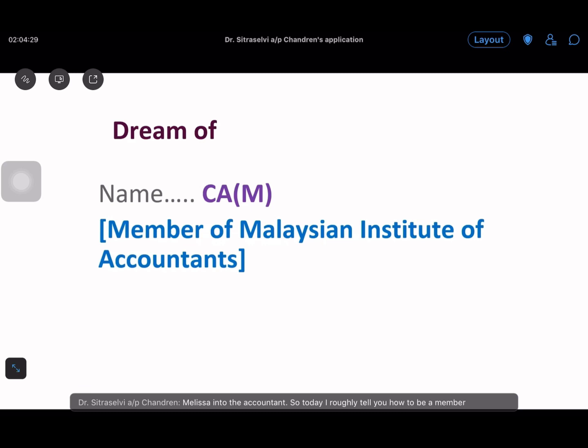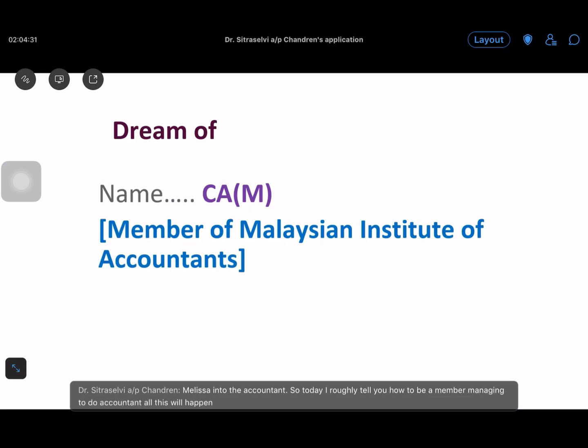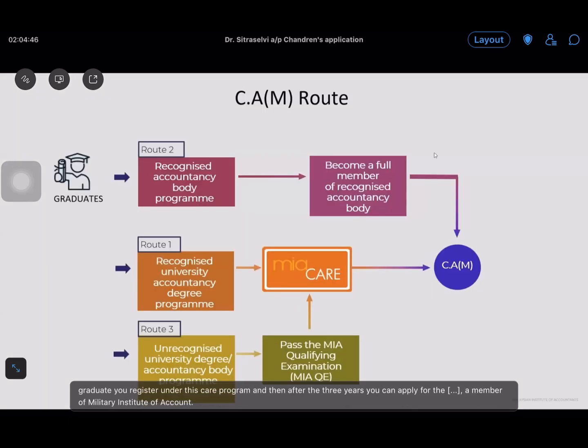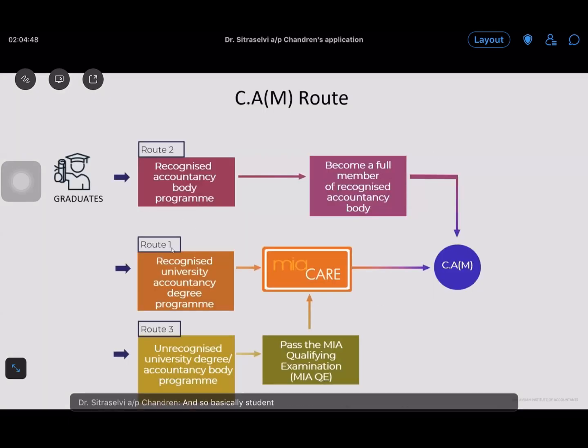All this will happen after your graduation. So now you're going for Praktikum, right? After you graduate, you register under this CARE program. And then after 3 years, you can apply for this CAM to be a member of Malaysia Institute of Accountants. So basically, students, you fall under here. Don't look at route 2, don't look at route 3. You only look at route 1.